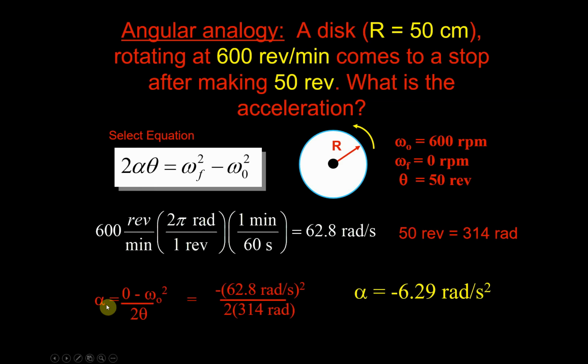So now alpha, we know that omega f is 0, is equal to the initial omega squared divided by 2 theta. Theta was 314 radians. Substitute in, and we'll end up with an alpha value of negative 6.29 radians per second per second. So this is an alpha that is acting opposite to the direction of motion.